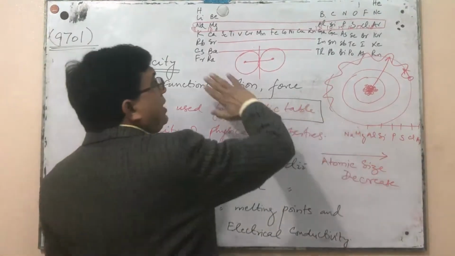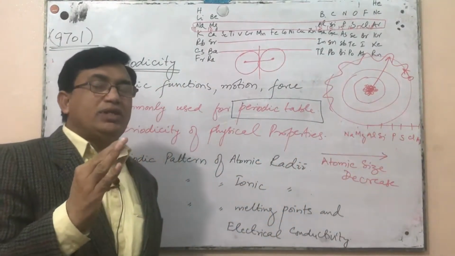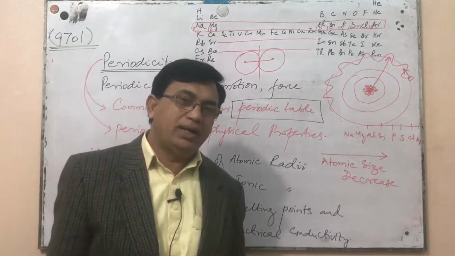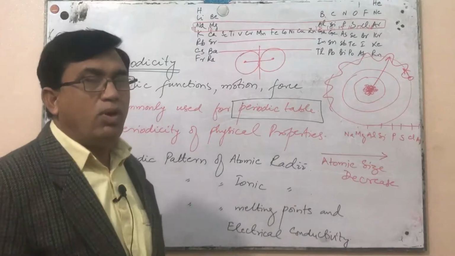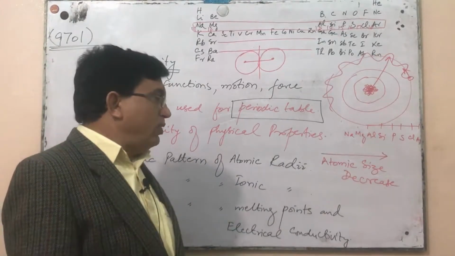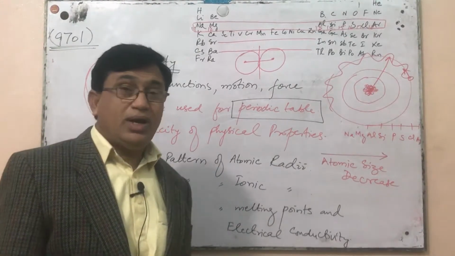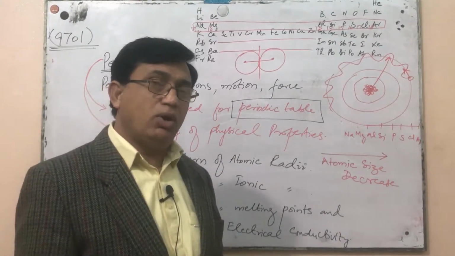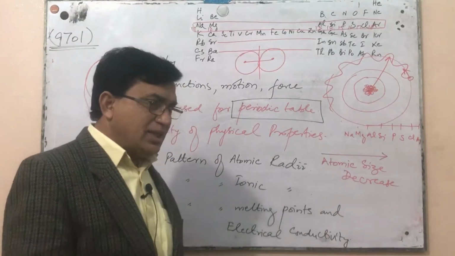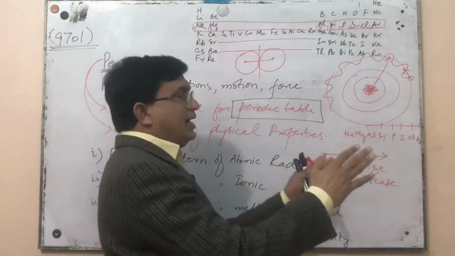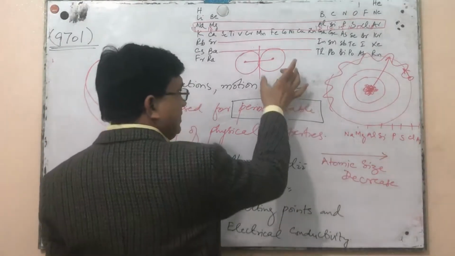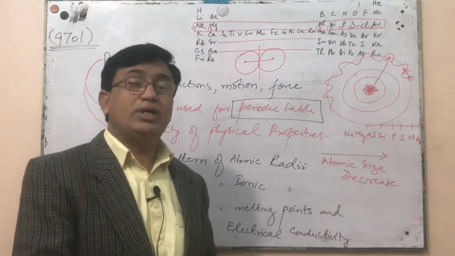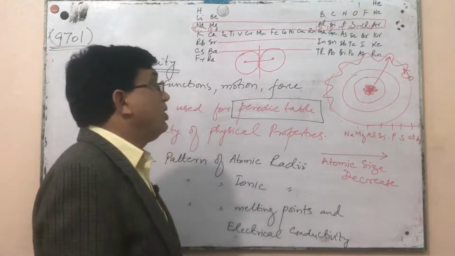But in the rest of the elements, which have an incomplete last shell, they can form a covalent bond. If a covalent bond is formed, a common region will be developed by the overlapping of the partially filled atomic orbitals of the two atoms. As a result, the covalent radius will be less than the atomic radius, because in the case of the atomic radius there will not be much overlapping of partially filled atomic orbitals.